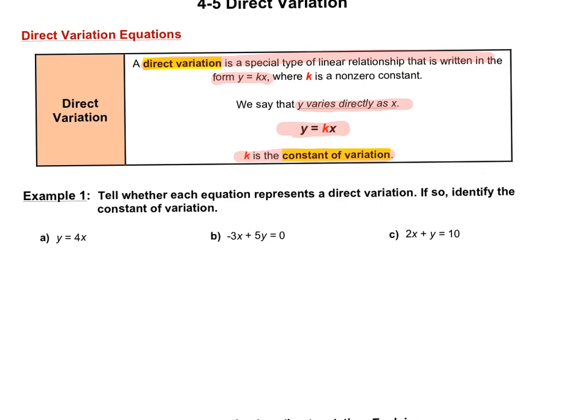So we're going to see if each equation represents a direct variation in example 1. So y equals 4x, since that can be written in the form y equals kx, with k being 4 in this case, then this is a direct variation. My constant of variation is 4.